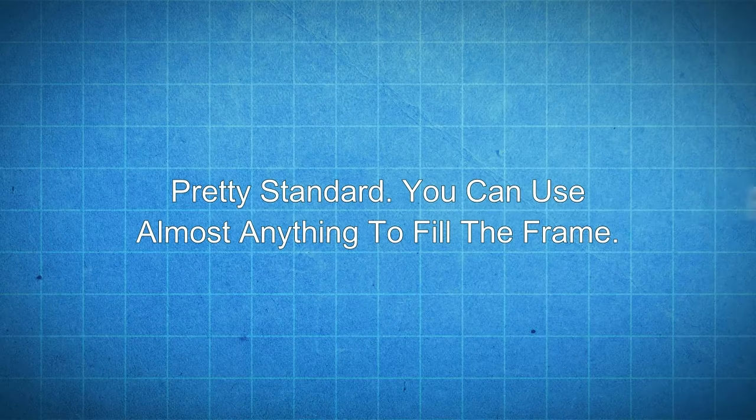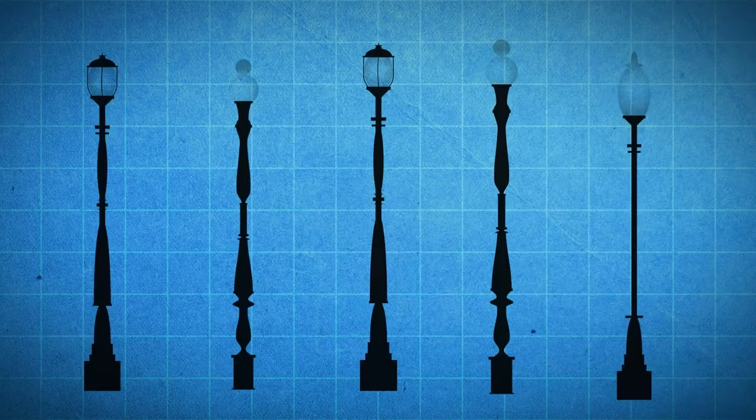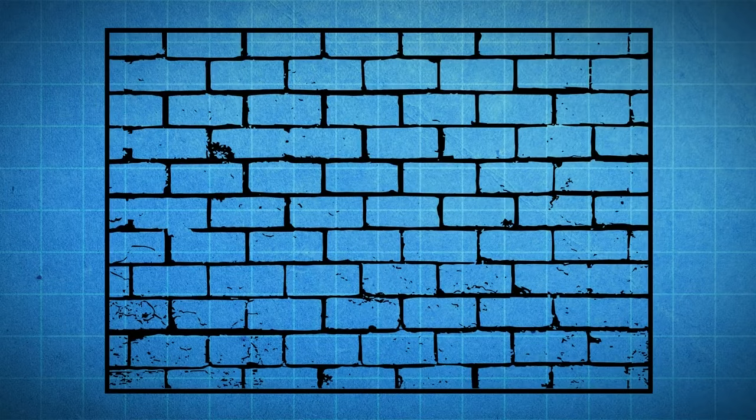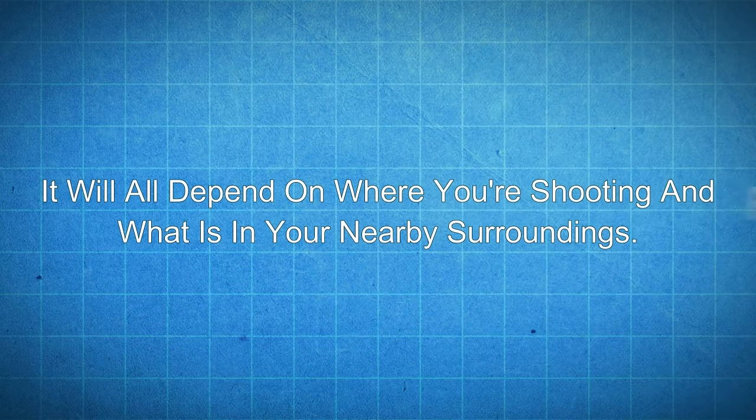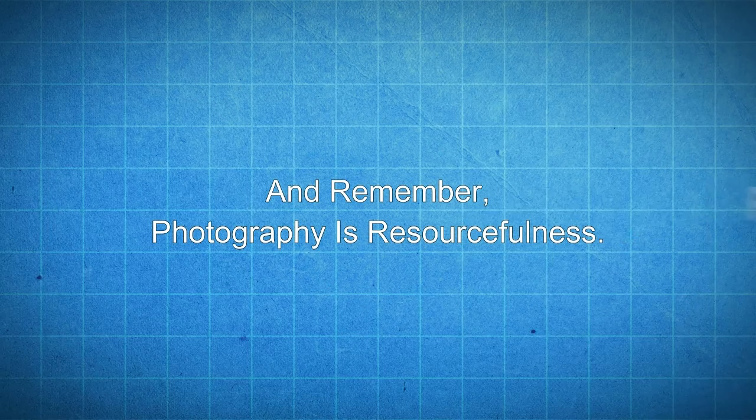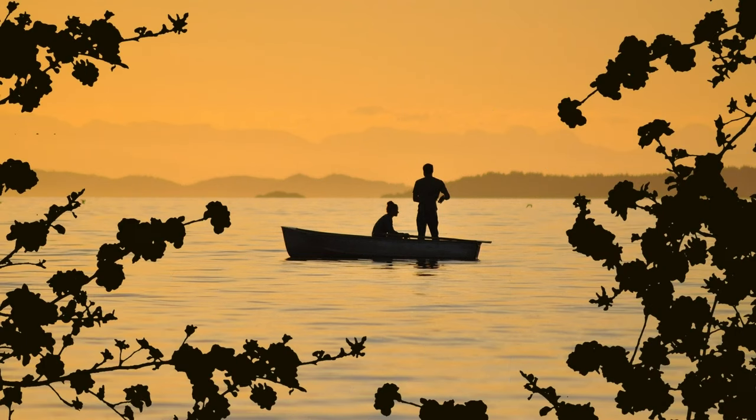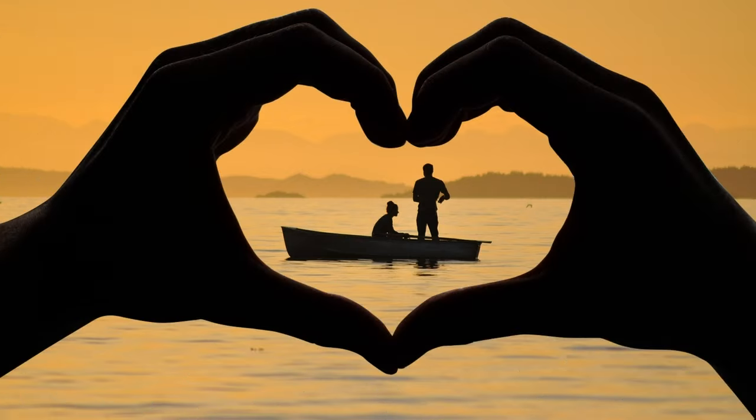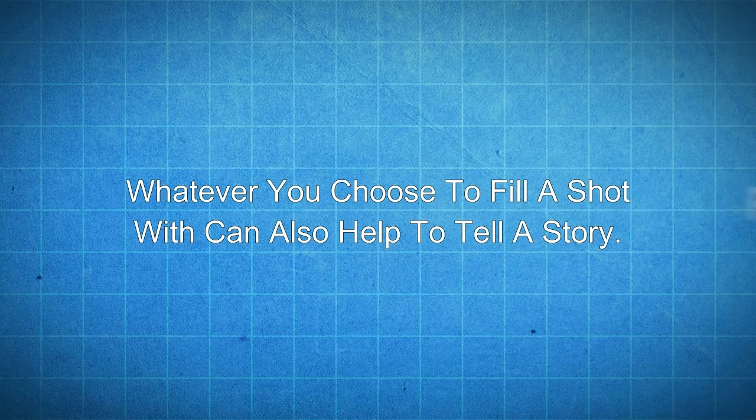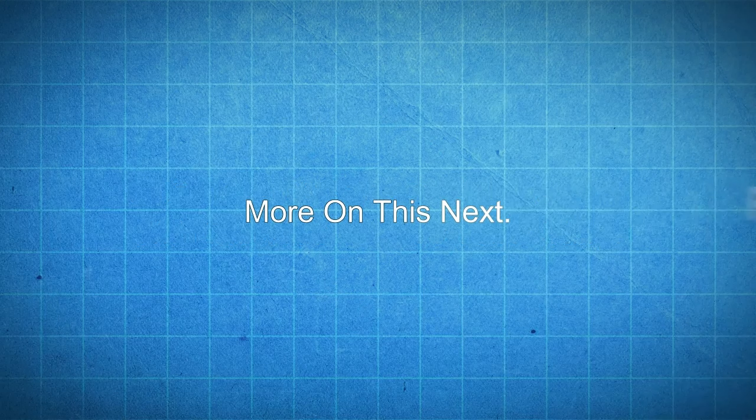You can use almost anything to fill the frame. Some simple examples are branches, trees, light posts, people, and walls. It will all depend on where you're shooting and what is in your nearby surroundings. And remember, photography is resourcefulness. Here's an example of a relatively empty photo. If you've been taking nothing but dead space photos for a while and want to try something new, try filling the frame with different surrounding objects to make it more interesting. And you might need a friend to help you with this one in particular. Whatever you choose to fill a shot with can also help to tell a story. More on this next.